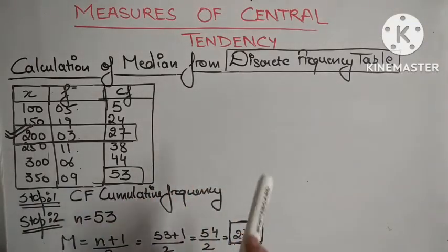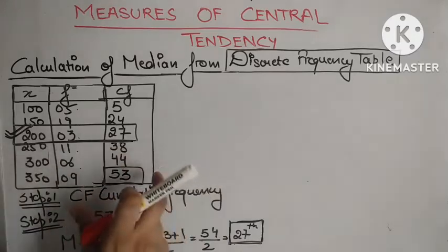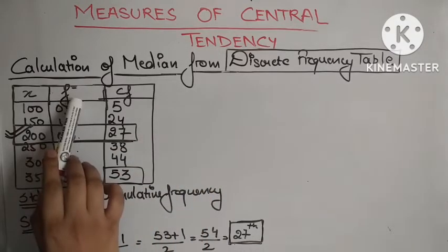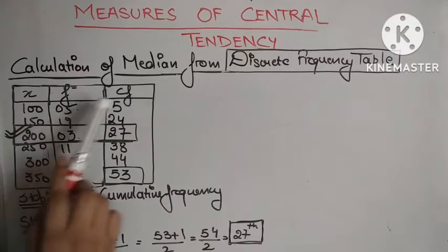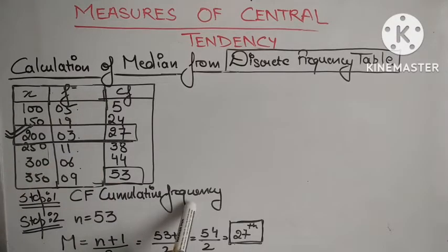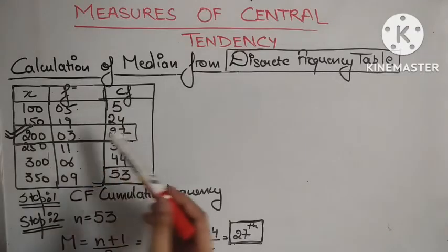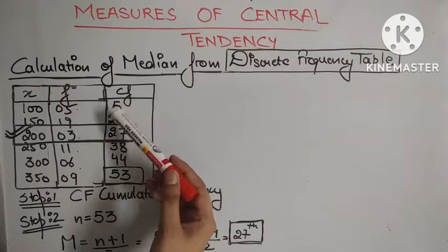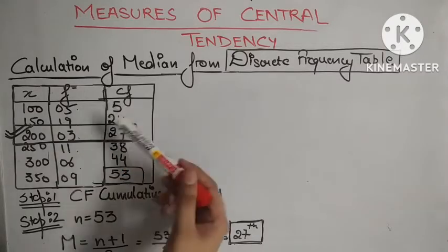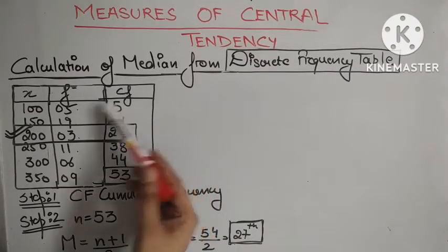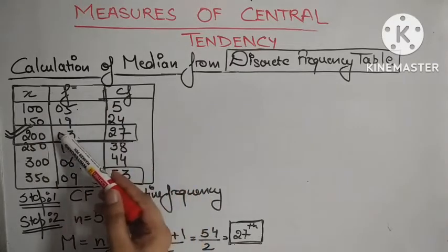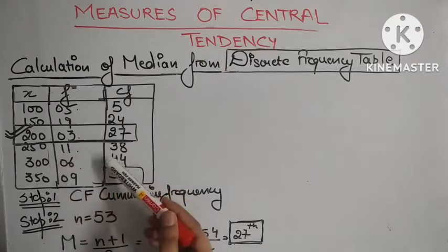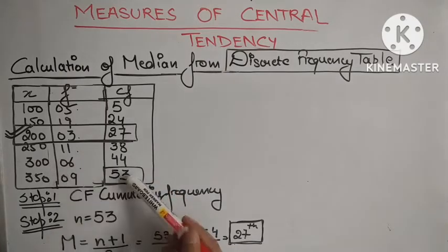Let me just repeat for you. In case you have a discrete frequency table given to you, you will be given the x and the frequency. For that, first you will find out the cumulative frequency. Cumulative frequency is calculated by adding the previous frequencies to the next ones. So you will have 5 plus 19 is 24, 24 plus 3 is 27, 27 plus 11 is 38, 38 plus 6 is 44, and 44 plus 9 is 53.